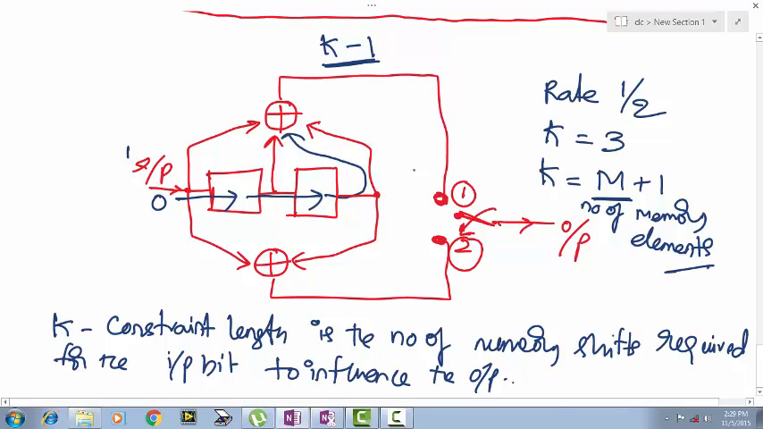Okay, so next we will look at the encoding process. The encoding process can be done in 3 ways: time domain approach, transform domain approach, and graphical approach. So in the next audio lecture I will be discussing the time domain approach, and after that I will be discussing the transform domain approach.